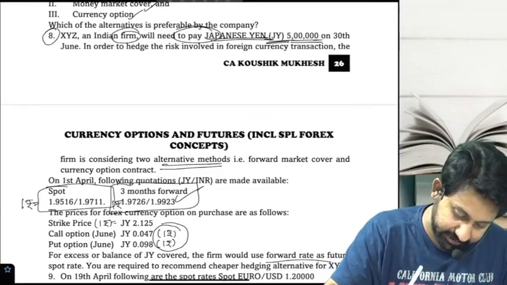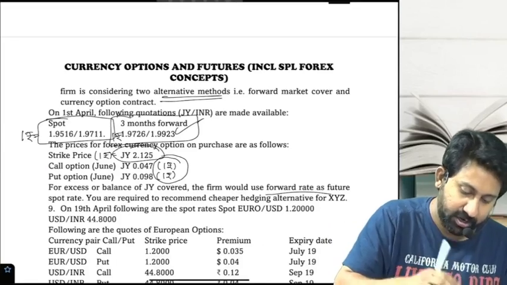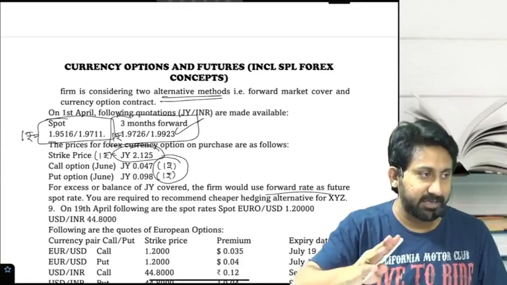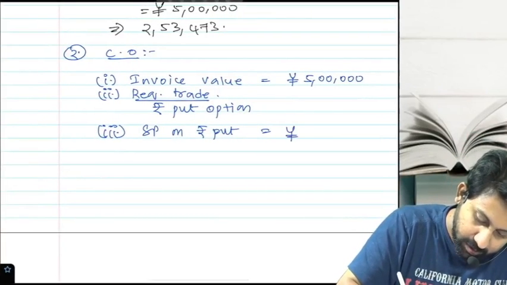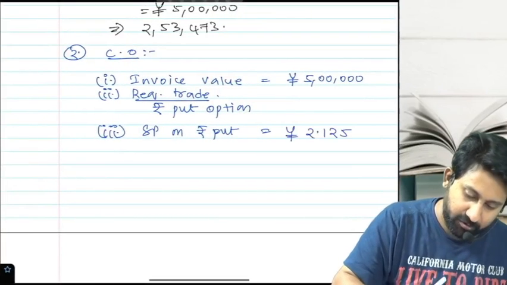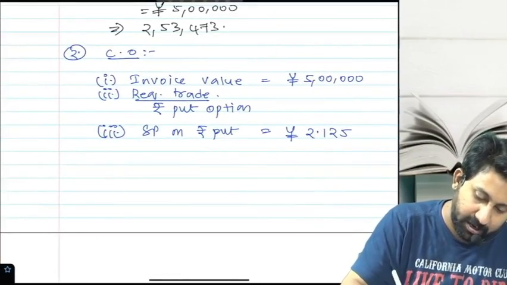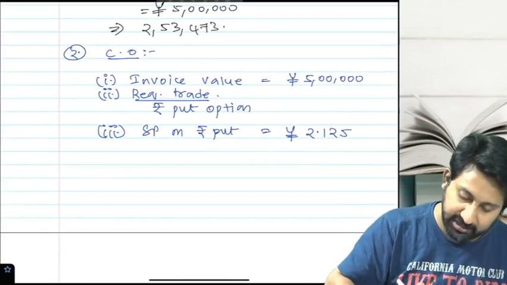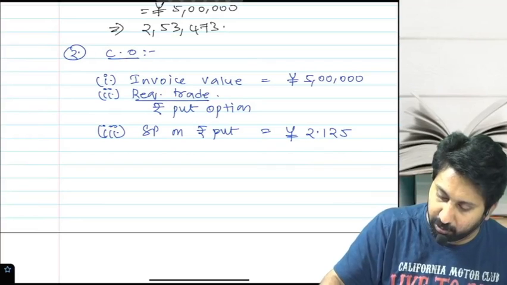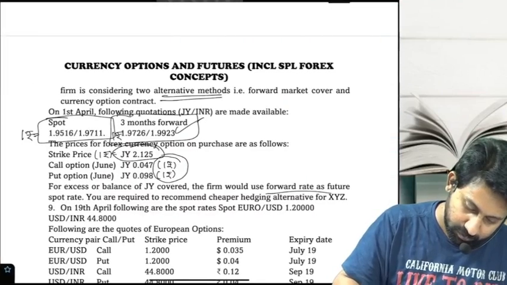Okay, next. Strike price on rupee put. What is the strike price? Put option and call option strike price are the same; premium will change. It is 2.125. 1 rupee equals 2.125 yens. We need 5 lakh yens, so 5 lakh divided by 2.125.